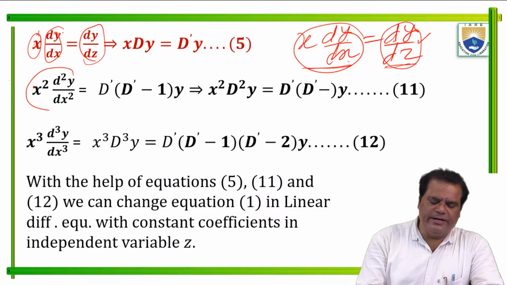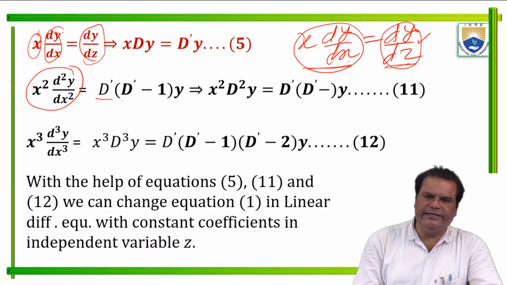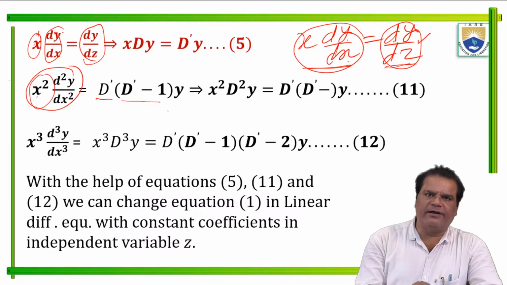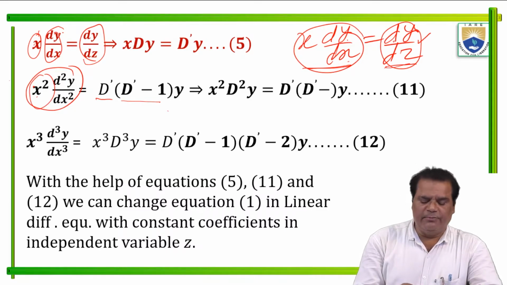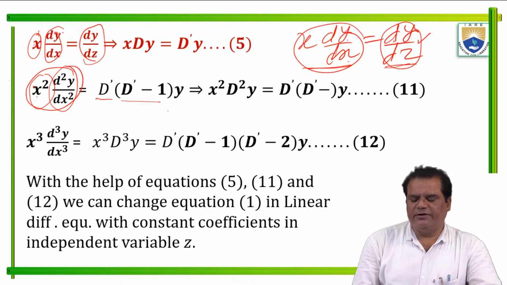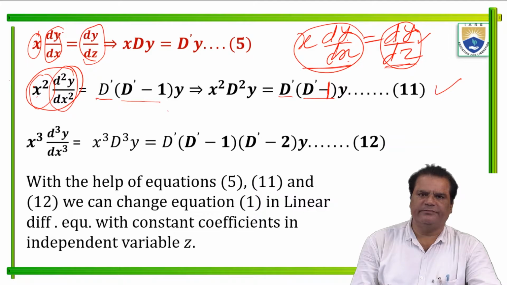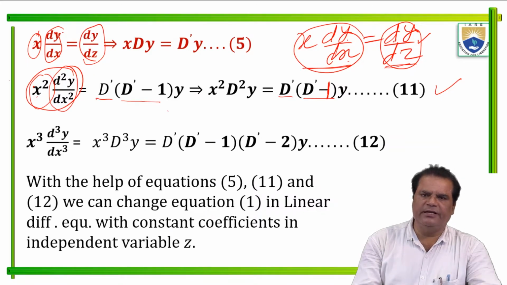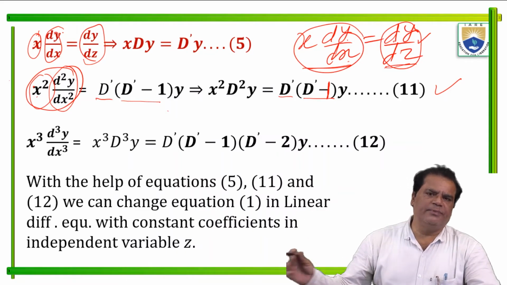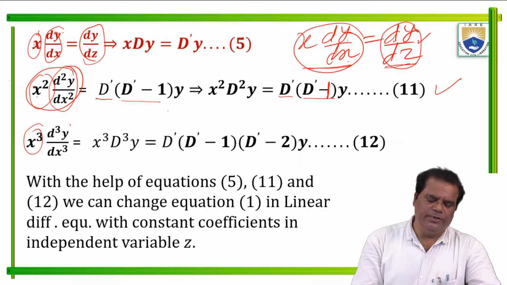So x² d²y/dx² equals D'(D' minus 1) y. On the left-hand side, x² is the power 2 of the independent variable multiplied with the second derivative in our given question. Then this converts into D'(D' minus 1) y. This is equation 11. The third formula, similarly, is D'(D' minus 1)(D' minus 2), and similarly the numbers continue. So now x³ d³y/dx³ has the power 3 of the independent variable multiplied with the third derivative.